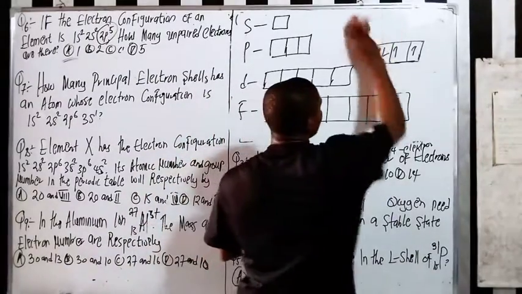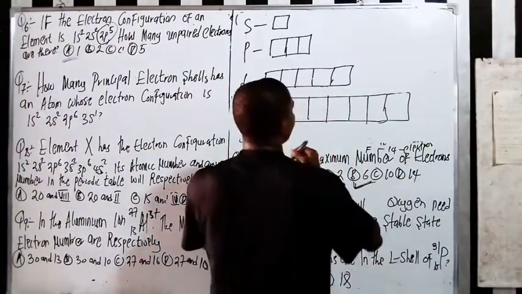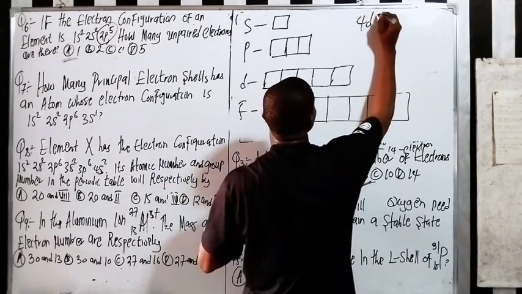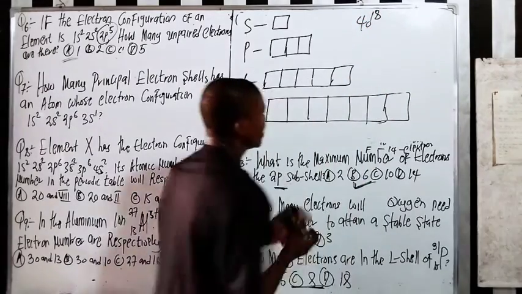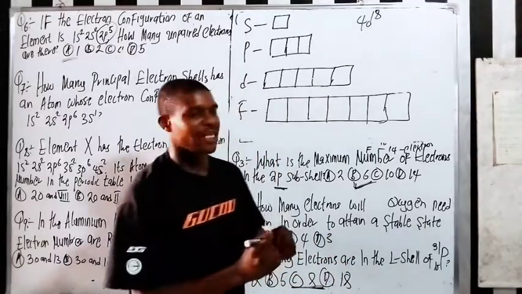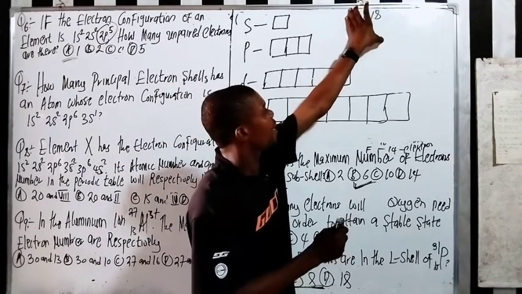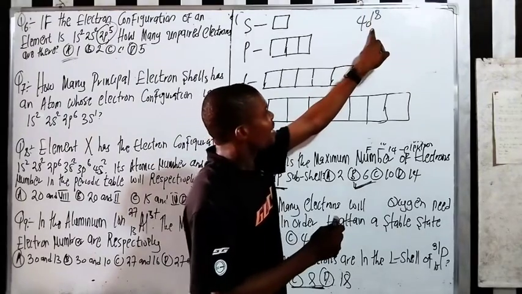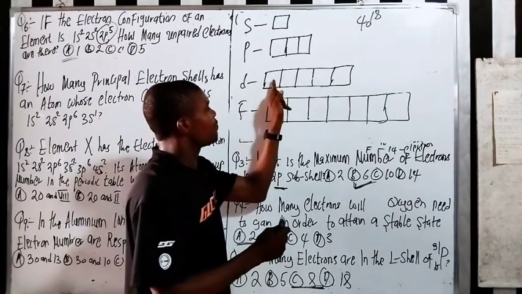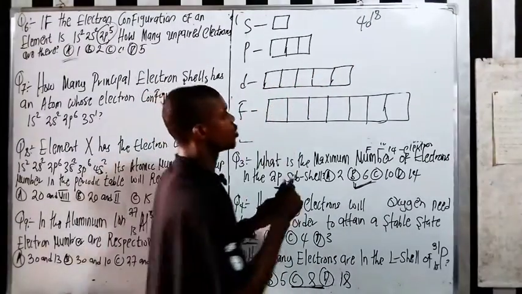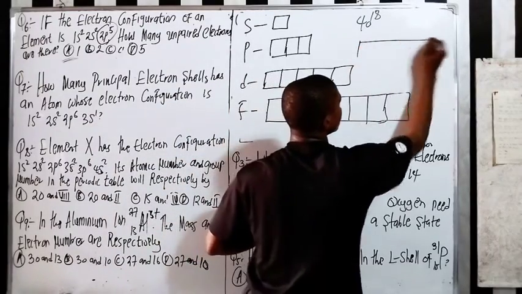So if I have something like this, please pay close attention here. Maybe I have 4d8. Now let's say they ask you, how many unpaired electrons do I have in this one here? Now remember, D has 5 suborbitals. 1, 2, 3, 4, 5, right? So it will be like this.